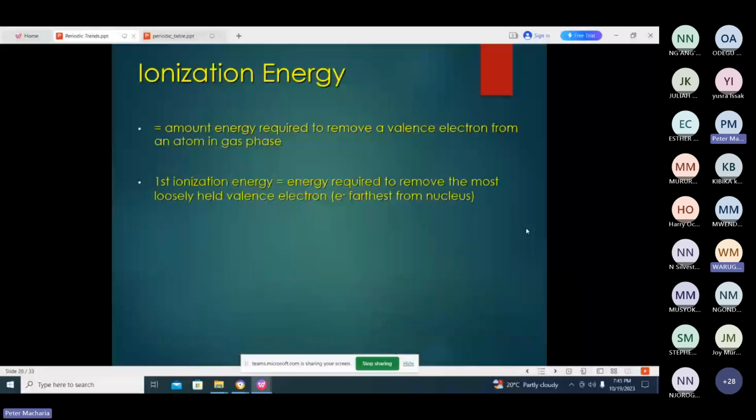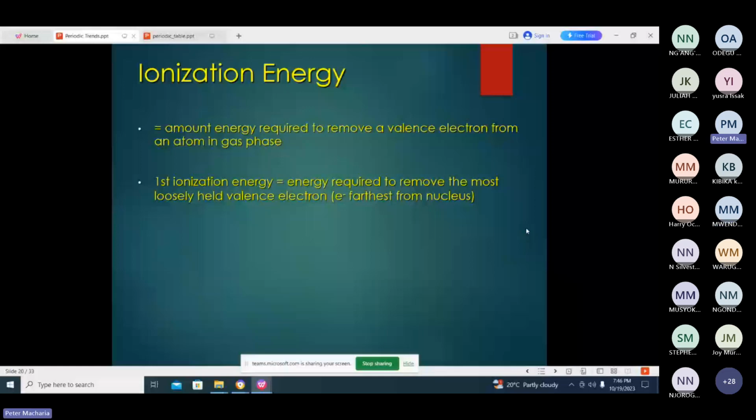So then we can talk about ionization energy. And what is ionization energy? Ionization energy is the amount of energy required to remove a valence electron. When you say a valence electron, we are talking about the outermost electron, from the space of nuclear attraction, so that it no longer feels the attraction to the nucleus. So it is free. It is no longer under the attraction of the specific nucleus.